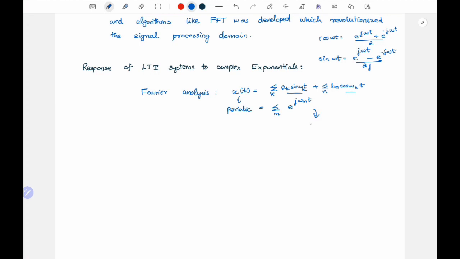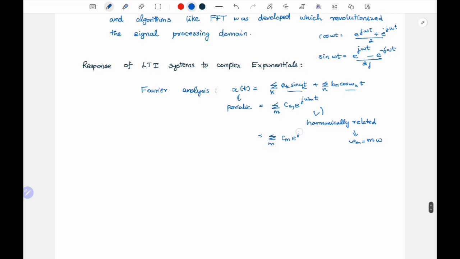And they should be harmonically related. Right? And I forgot the coefficients. Let's say some Cm. So what does harmonically related mean? Omega m is some integer multiple of some fundamental frequency omega. So summation m Cm e power j m omega t. So we actually state this. We'll see in the next lecture how we prove this fact.